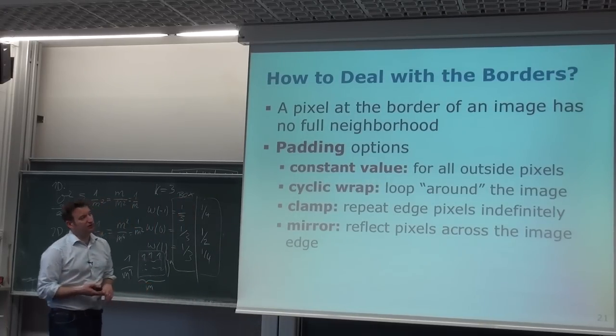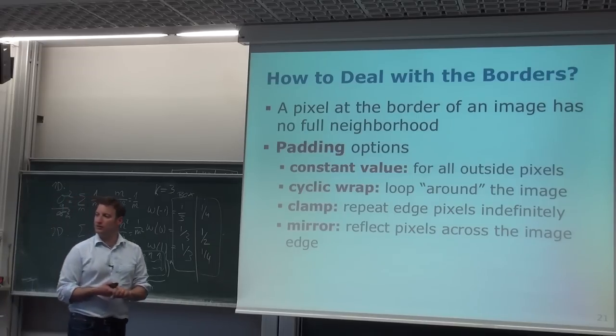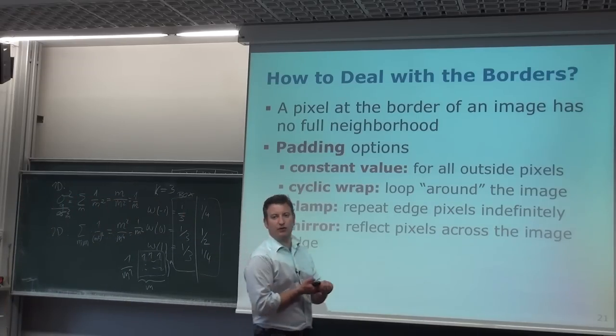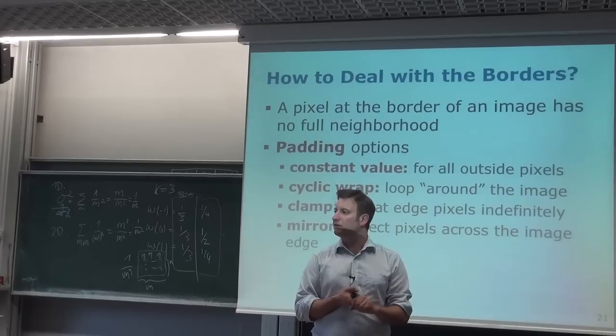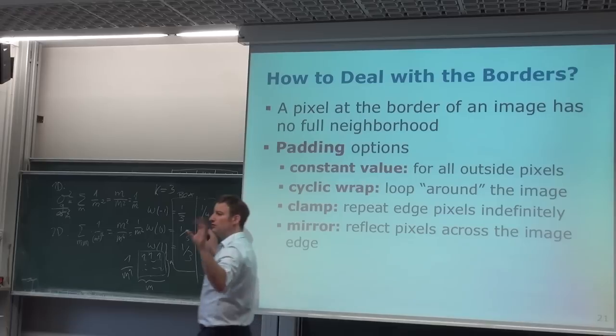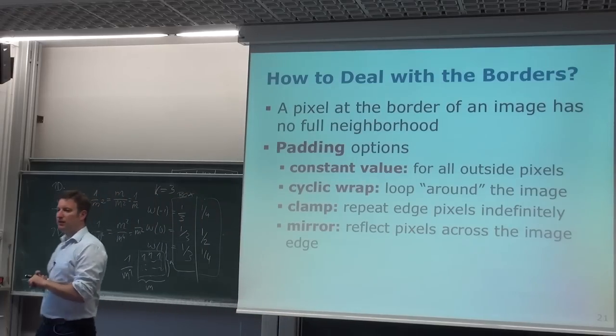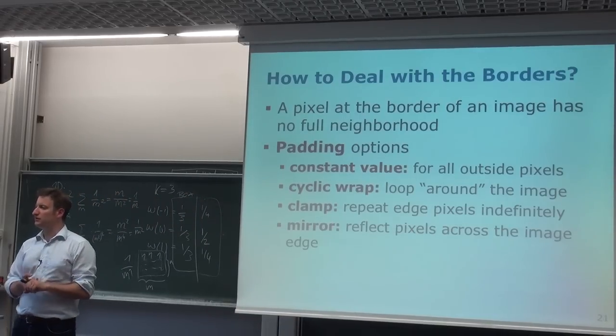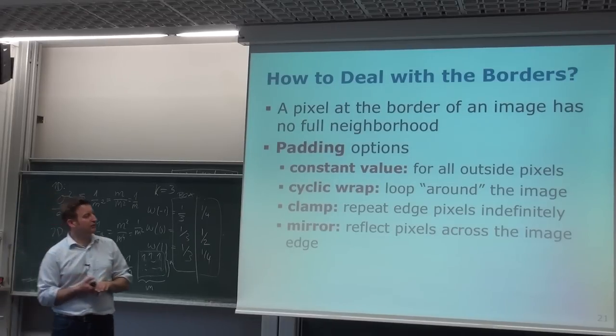One of the things I can do is simply add a constant value. So I assume every pixel outside is a constant value. One of the things I could, for example, do is say I use the mean of all intensity values for the outside border. At least I don't change the mean with my filter operation if this is a box filter.